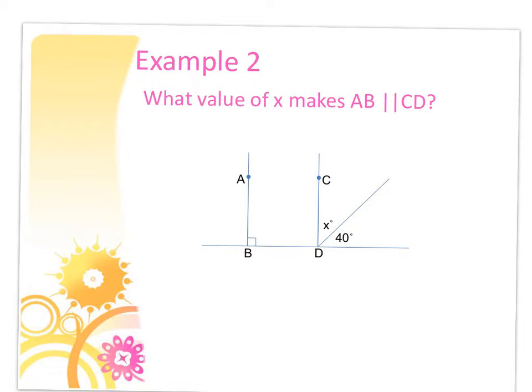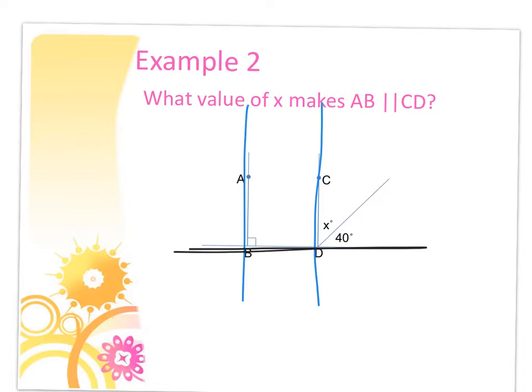Okay, this is saying what value of x makes AB parallel to CD. So again, these would be the parallel lines, AB and CD. The line that connects them would be BD. That would be my transversal. So I have a little right angle here, which tells you that this angle here has to add up to 90 degrees. And if part of it is 40, then what is my x? 50 degrees.